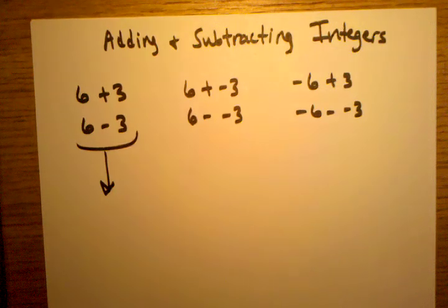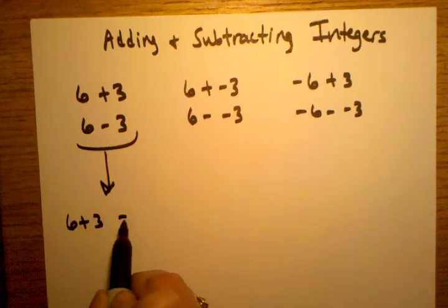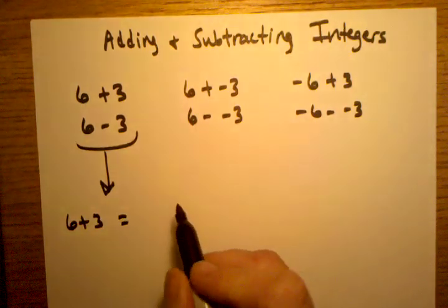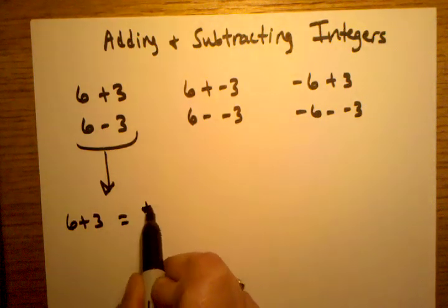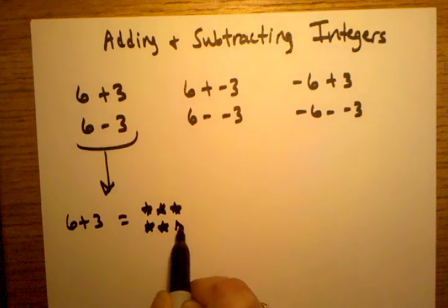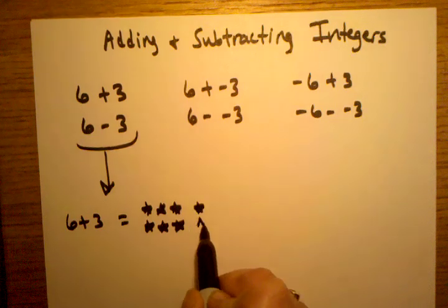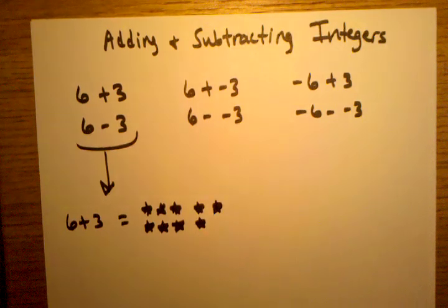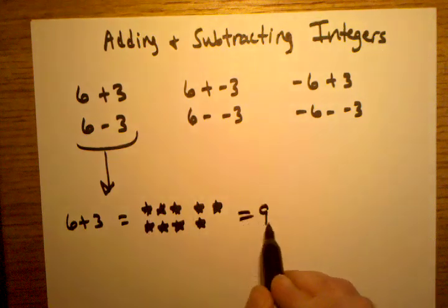The way we were taught in elementary school, 6 plus 3 is the same thing as having 6 of something, so we can do 6 of anything. Let's just do some stars. 1, 2, 3, 4, 5, 6. There's my 6 stars. Now I'm going to add 3 more. And from counting up the total number of my stars, I have 9 stars, right?